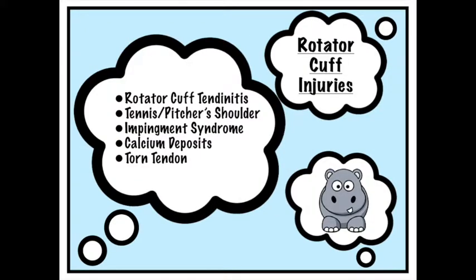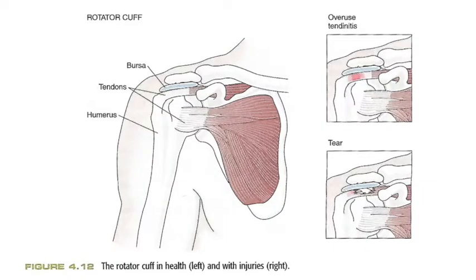Rotator cuff injuries. Rotator cuff tendinitis is an inflammation of the tendons of the rotator cuff. This condition is often named for the cause, such as tennis shoulder or pitcher's shoulder. Impingement syndrome occurs when the tendons become inflamed and get caught in the narrow space between the bones within the shoulder joint. Calcium deposits may form within the tendons of the rotator cuff. These deposits cause chronic irritation of the tendons. If left untreated, or if the overuse continues, the irritated tendon may weaken and tear, becoming a torn tendon.